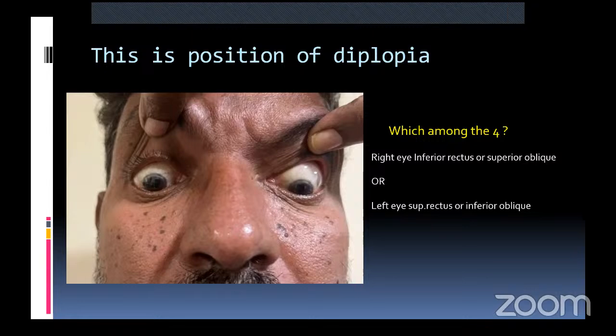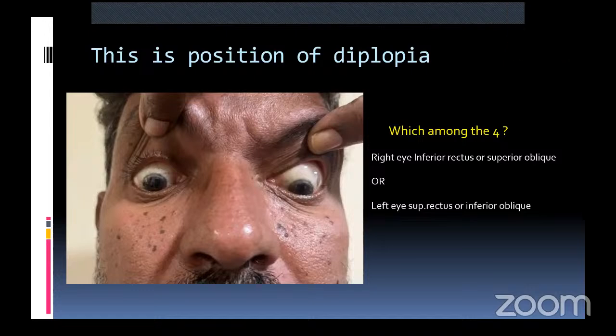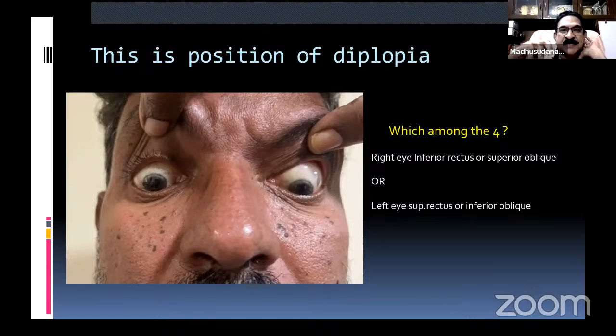And actually, if his left eye is abnormal, he will not be able to. Oh, I understand the question now. But even when he's looking down, the right eye should be able to look down even if it is normal. No, even if looking down, if the elevators are weak on the left side, it will be lower down compared to the right side, no?